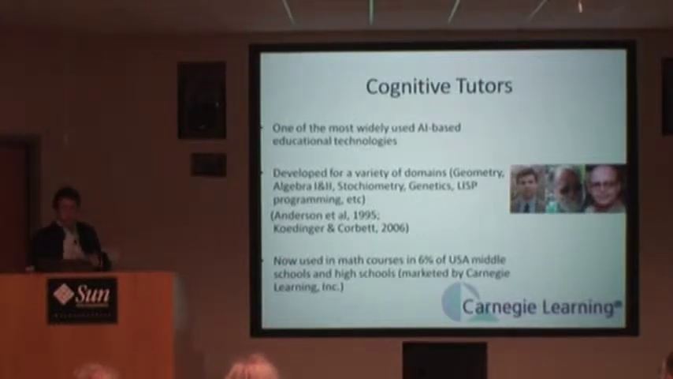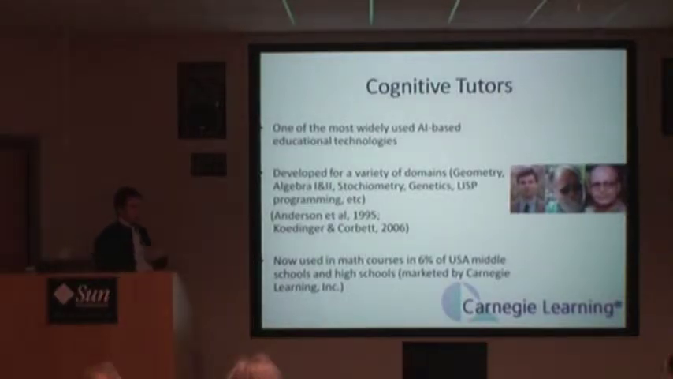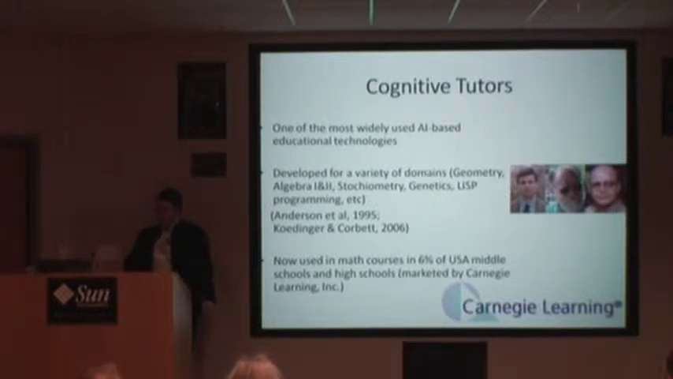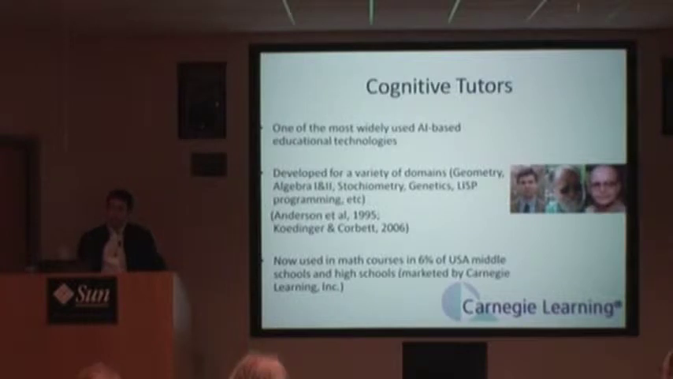So cognitive tutors these days are one of the more widely used AI, artificial intelligence-based educational technologies, and they've been developed for a variety of domains, things like geometry, algebra, chemistry and stoichiometry, genetics, Lisp programming, largely in relatively well-defined domains. The people who were the leaders in this work were Ken Koedinger, Al Corbett, and John Anderson over there. And they're nowadays used in math courses in about 6% of USA middle schools and high schools, marketed by a spinoff company, including a few in the Boston area, although it's most prominently used in Pennsylvania, Florida, and Wisconsin.